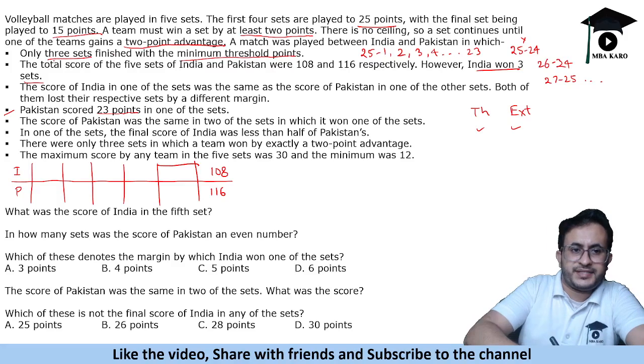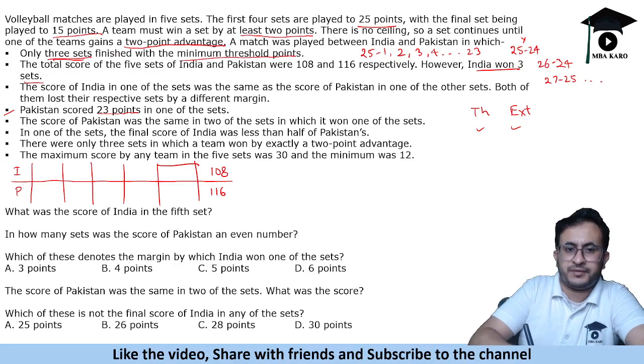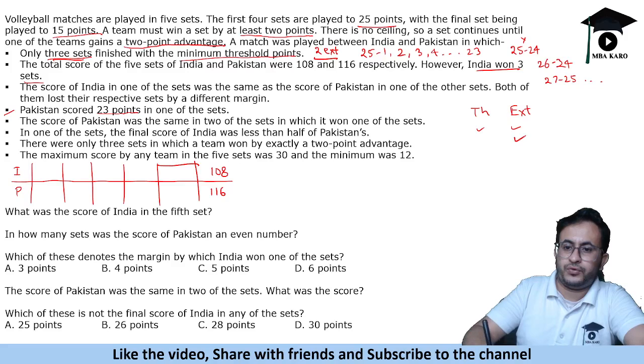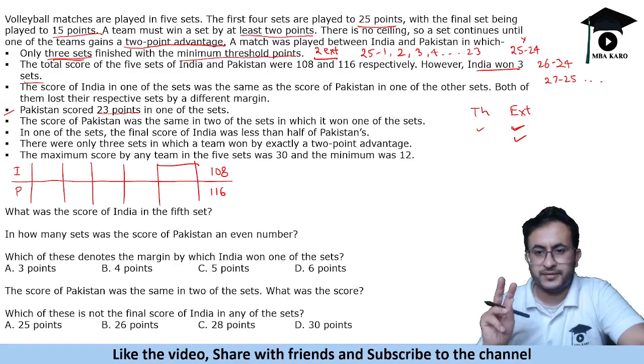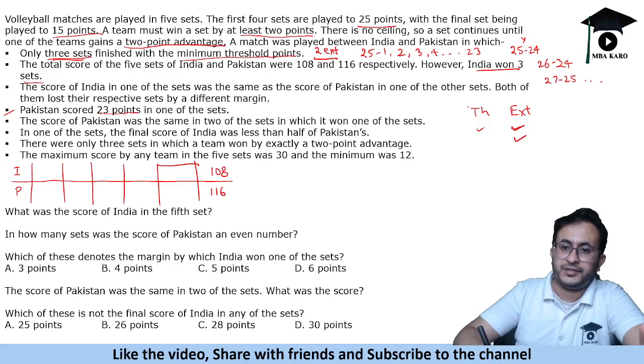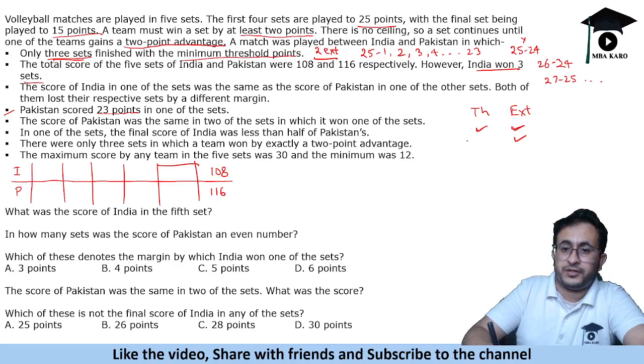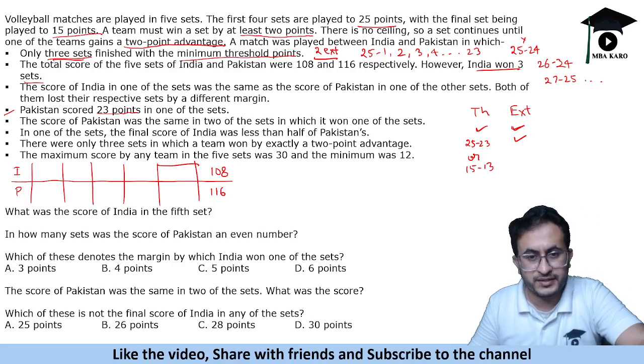So there are 3 sets that finished with minimum threshold points. That means 2 sets were extended. Now if a set is extended, it is always a 2-point advantage. So there are two sets where the match got extended. That means there should be one set finished at threshold with a 2-point difference. Now it could be 25-23 or it can also be 15-13. We are not sure, but that is the case here.